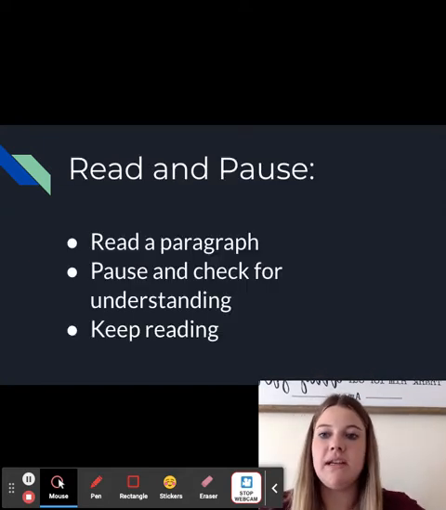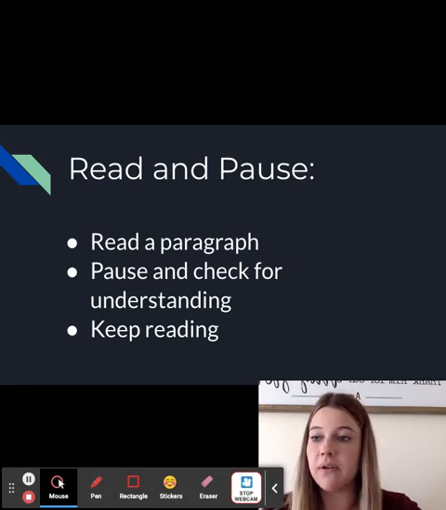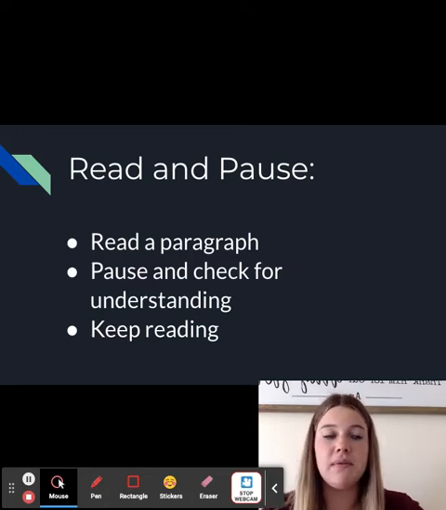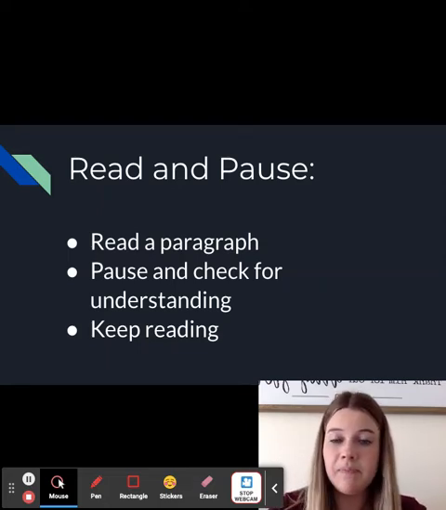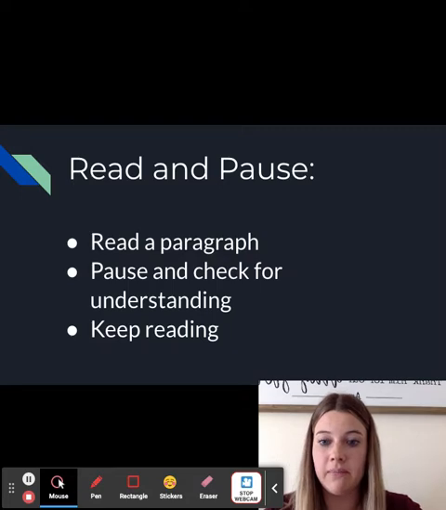Another strategy is read and pause. So this is where students just read a paragraph and they pause to check for understanding. So you can do this as a class or you can have your students do it independently. So what they do is they'd read a paragraph, they'd be like, okay, did I understand what I just read? And if they did, they can keep reading. If not, they can go back and reread that paragraph.